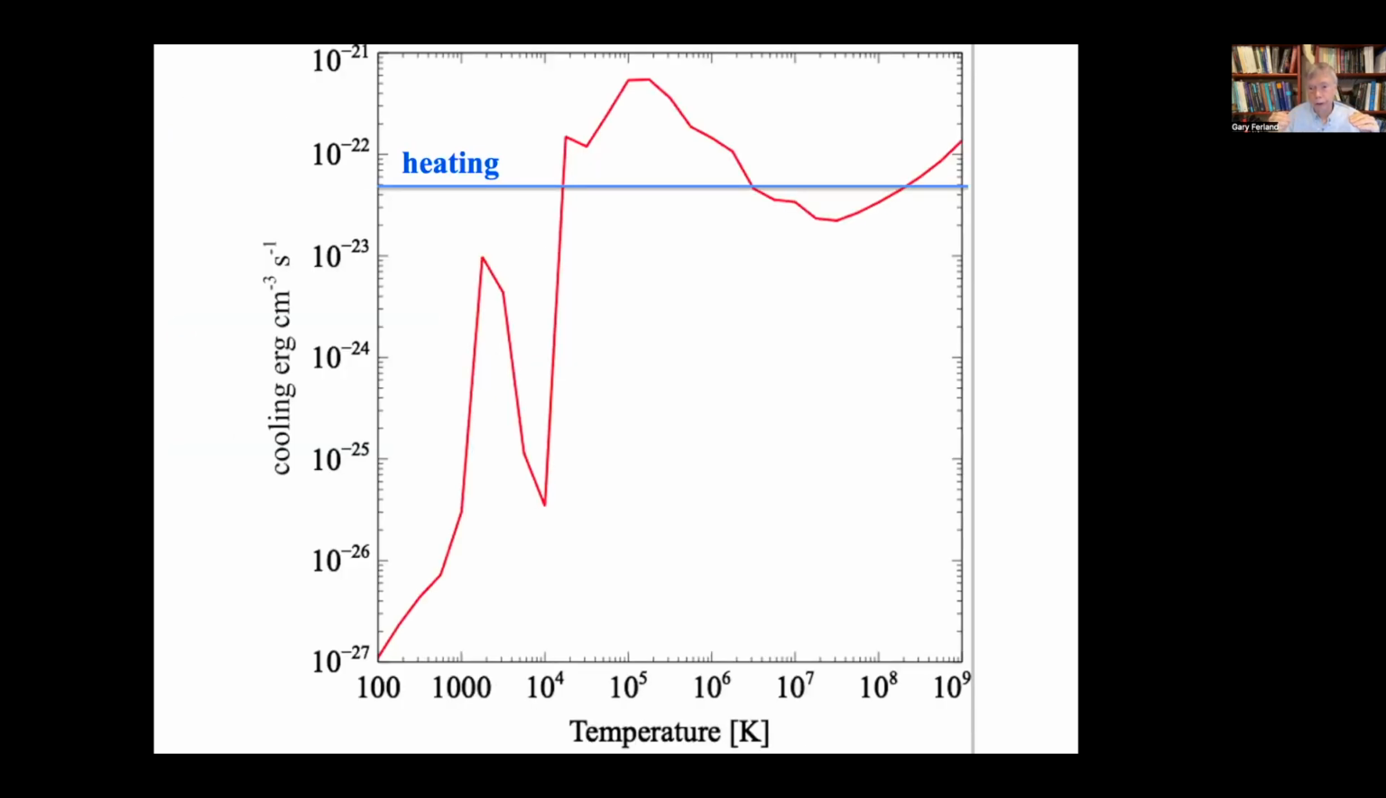What you do here is derive a heating rate. This is the cooling function we derived last time. You derive a heating rate, and this is going to be a magical heating rate. It doesn't depend on temperature, so the heating rate would just be a horizontal line. And then thermal equilibrium is where heating and cooling are equal.